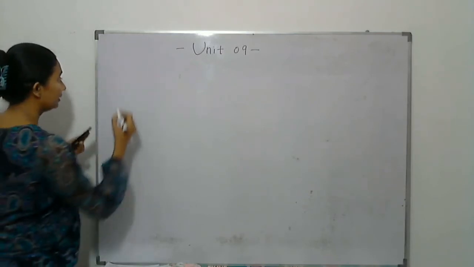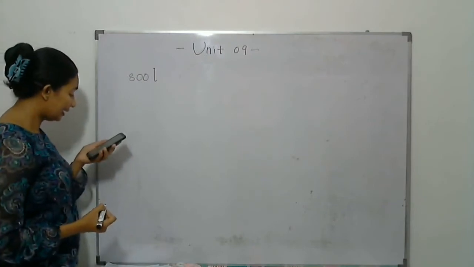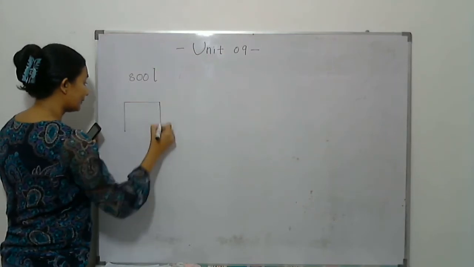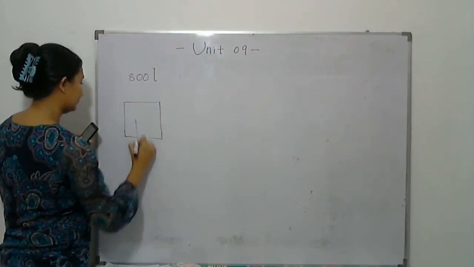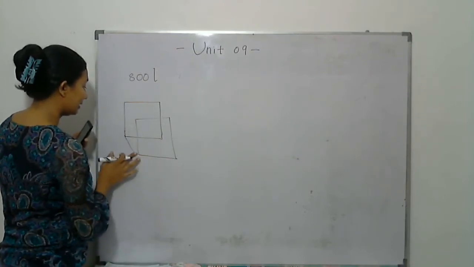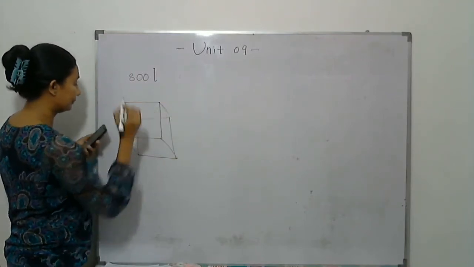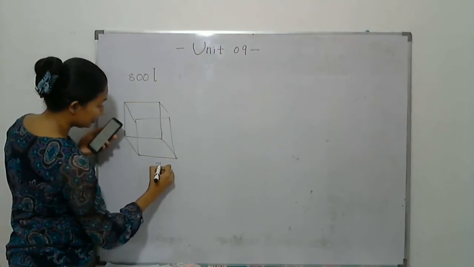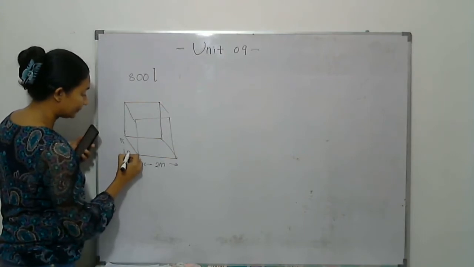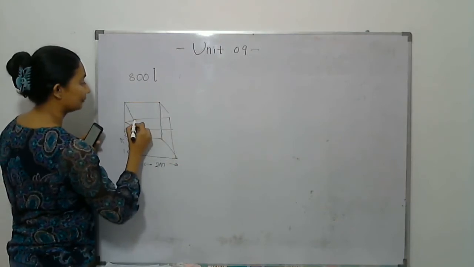Okay, now we have 800 liters. Okay, now the base in the tank, this is the tank. The length is 2 meters. The breadth is 1 meter. Okay, you have to find the height of the water level.